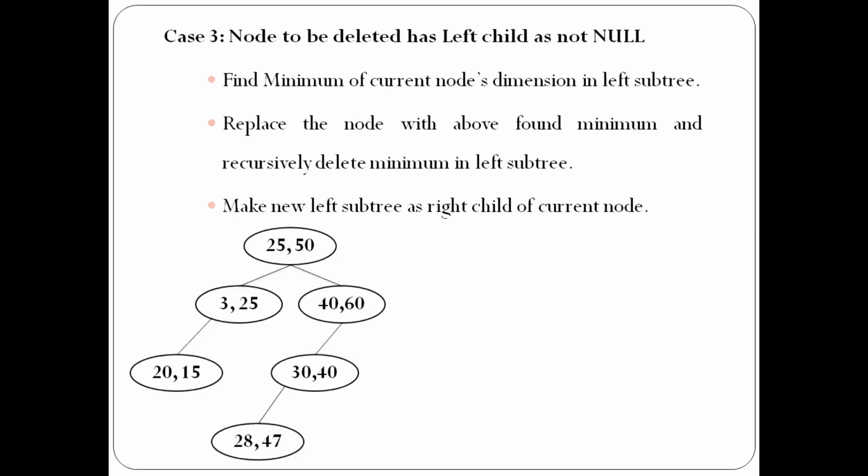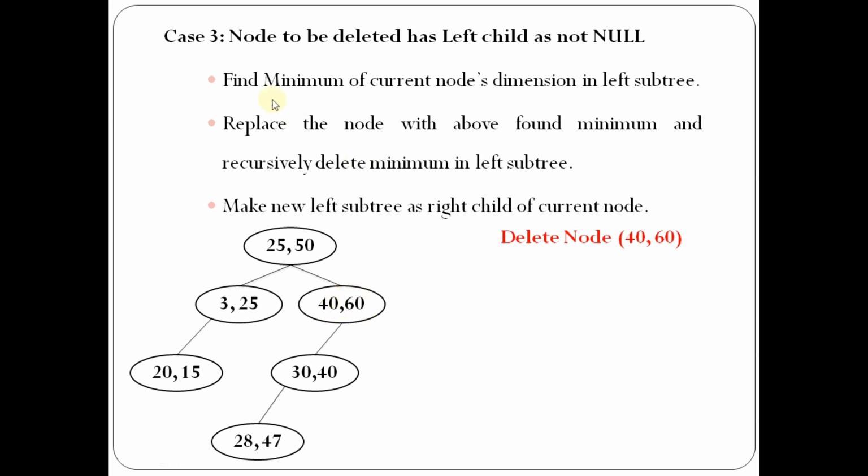Suppose this two-dimensional tree is given and we want to delete the node 40 comma 60. Check for 40 comma 60. Case 1: 40 comma 60 has no child? No, it does not fit case 1. Case 2: the node to be deleted has a right child that is not null? No, here the right child is null. It means it is applicable for case 3.